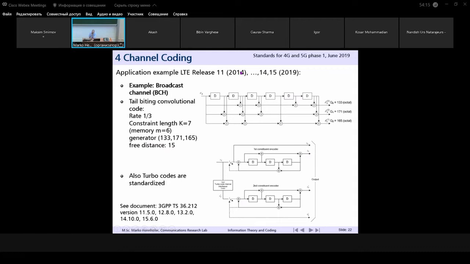And here you see the encoder structure, also copied from the standard. This is how you will find it if you look at the UMTS or LTE standard. You will find this kind of drawing. Also here, notice the generators are provided in octal form, as we learned in our lecture.